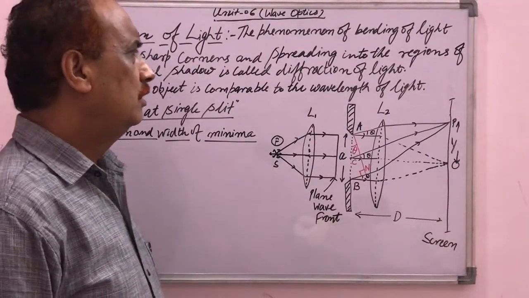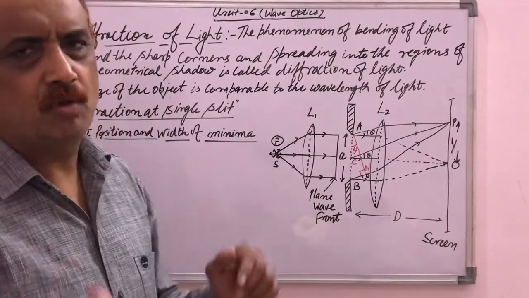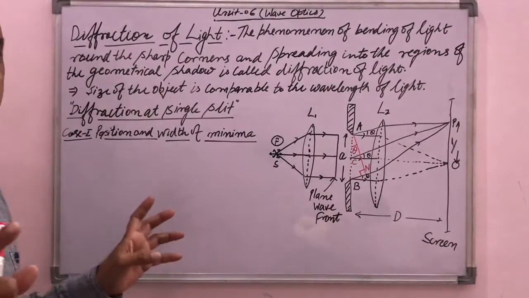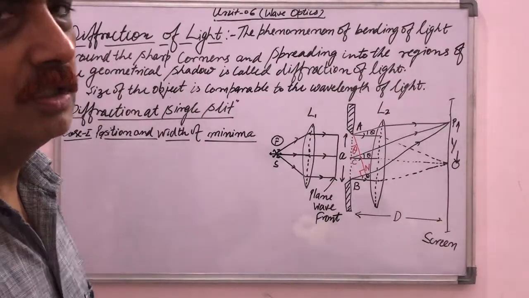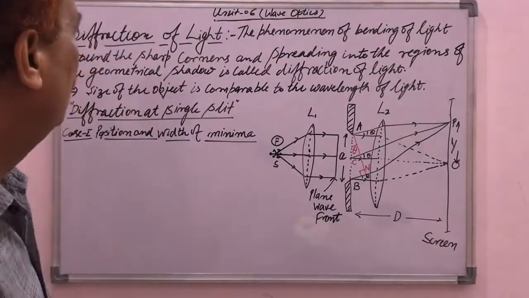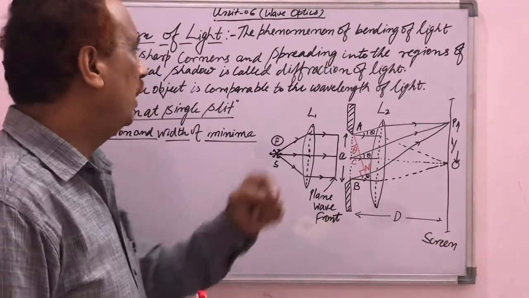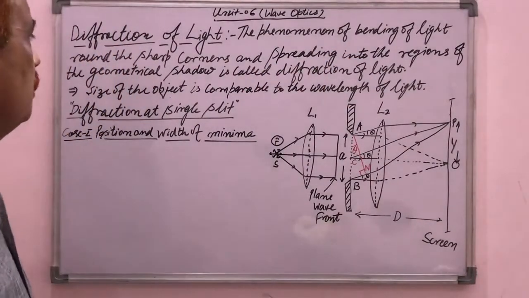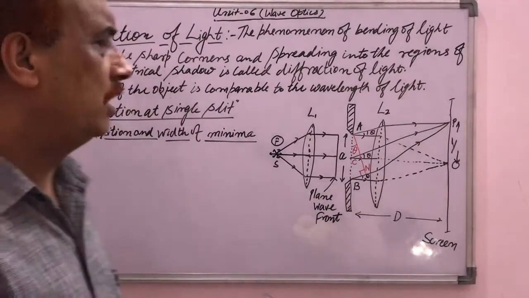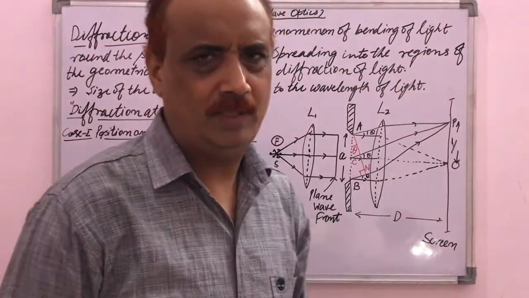in which the light bends at the sharp corners, and after that it spreads into the geometrical shadow region. So we can write the definition in such a way that the phenomenon of bending of light round the sharp corners and spreading into the regions of geometrical shadow is known as diffraction of light.